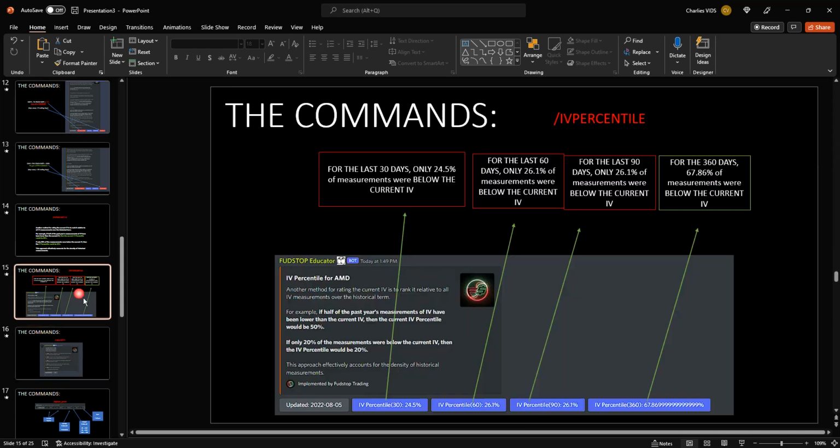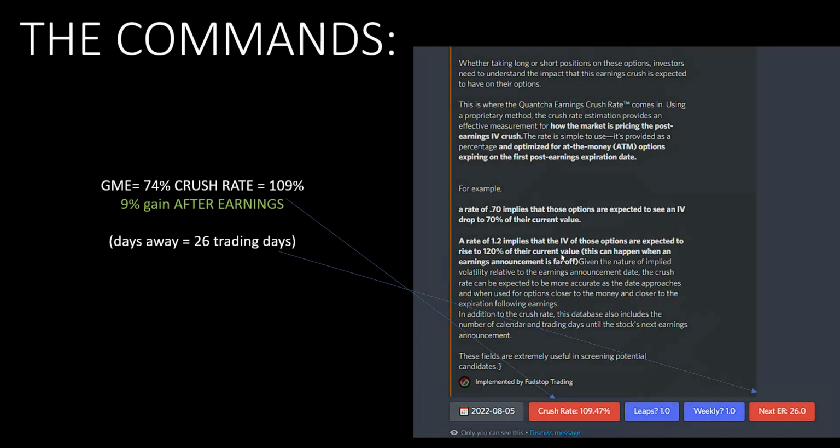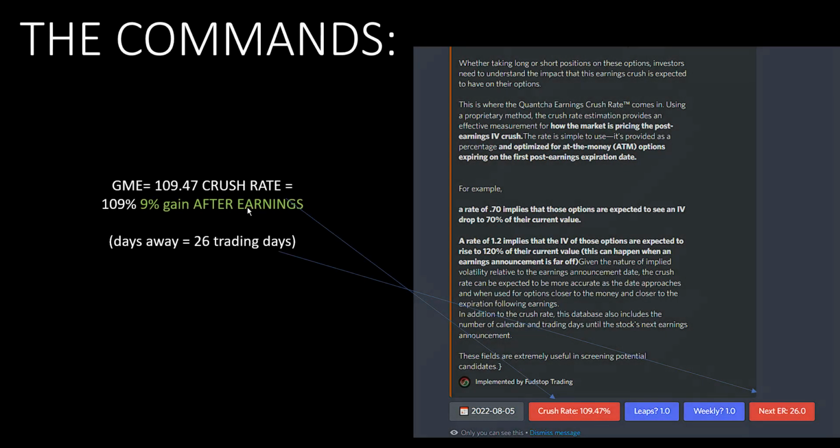Now let's look at an example of a positive crush rate. So this is GameStop. Their next earnings report is 26 days away. They have a rate of 109, which means that GME will gain 9% in IV after earnings. So let me read that again. GameStop, 109.47 is the crush rate. That means after earnings, it will gain 9% in IV. That's basically all it is.